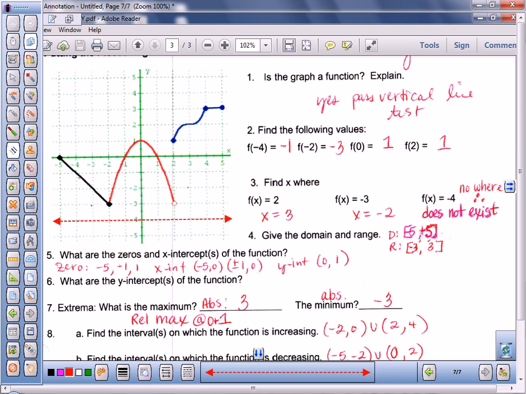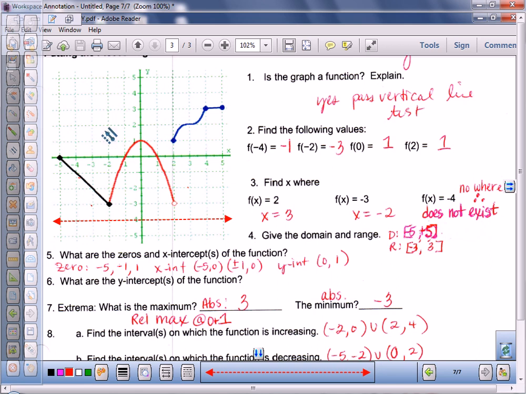All right, give the domain and the range. The domain is from -infinity to +5, and it includes all those values. Because this one x value that had the open circle here, we actually aren't there. The range is from -3 to +3 because it includes all y values from -3 to +3. Any questions about domain and range?